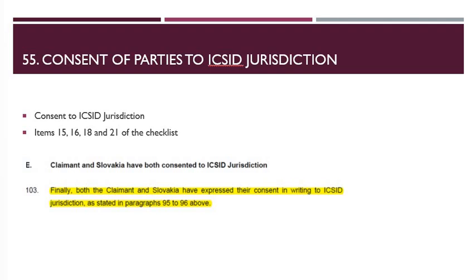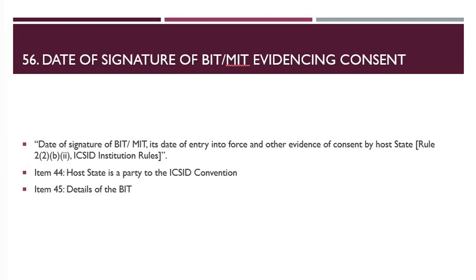Item 56 of the checklist relates to the date of signature of the VIT or MIT, its date of entry into force and other evidence of consent by the host state, which is reflected in Rule 2(2)(b) of the ICSID Institution Rules. Note that this is already dealt with in terms of item 44, host state is a party to the ICSID Convention, and item 45, that is the details of the VIT.